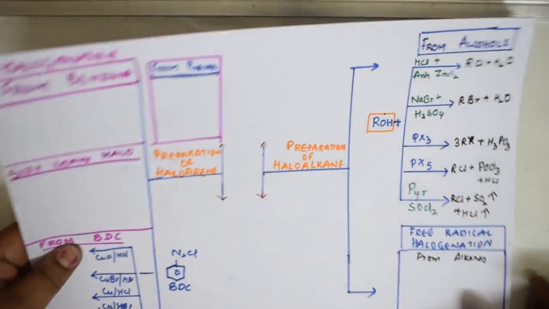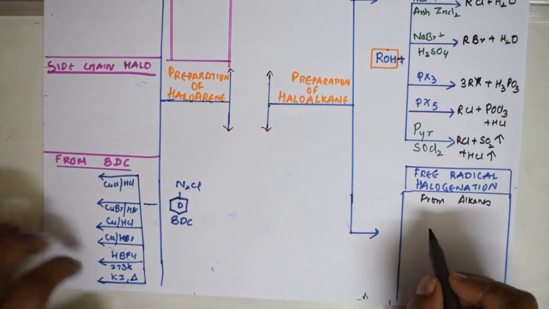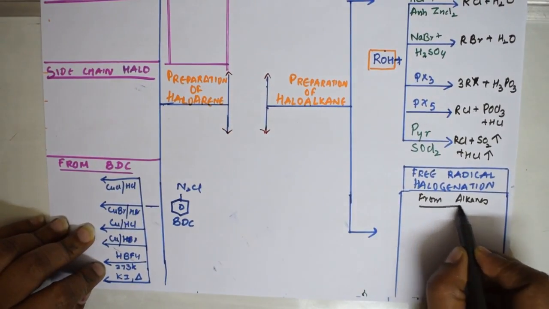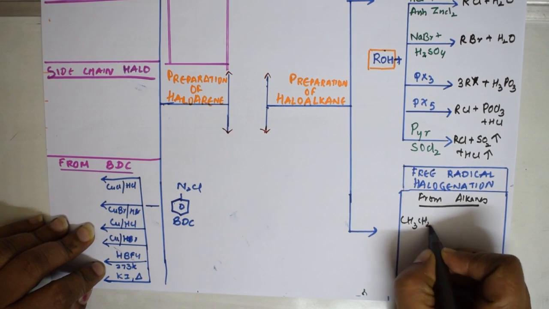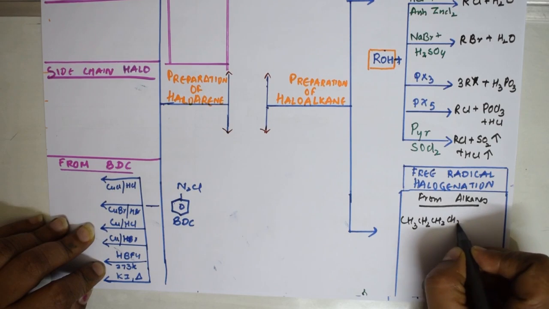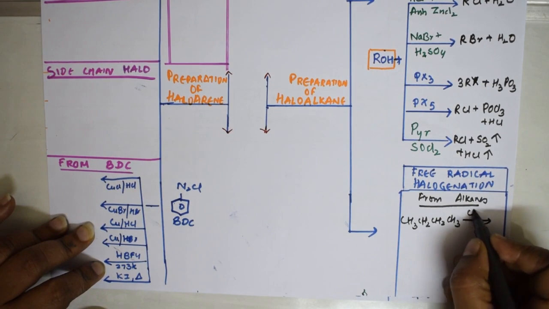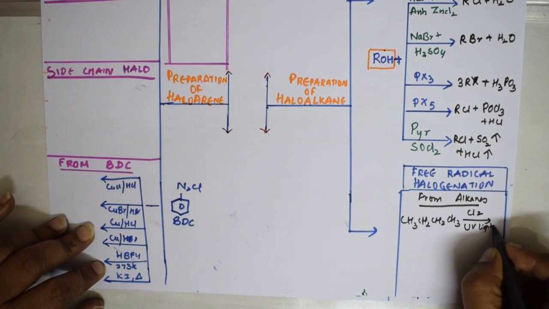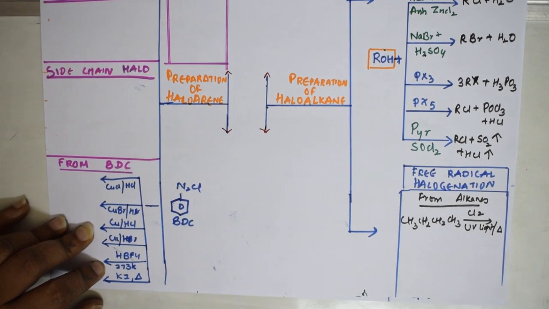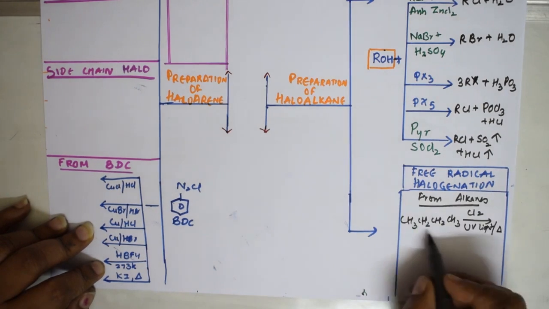So when it comes to free radical halogenation, let me move the page a little bit so that it's clear for you all. For free radical halogenation, what am I taking? I'm taking alkanes. So take an alkane, CH3, CH2, CH2, CH3. Whenever we say free radical halogenation, the most important thing is you're going to take a halogen in the presence of UV light and heat. Every time you are going to replace one hydrogen with the halogen. Let us see what products you get.